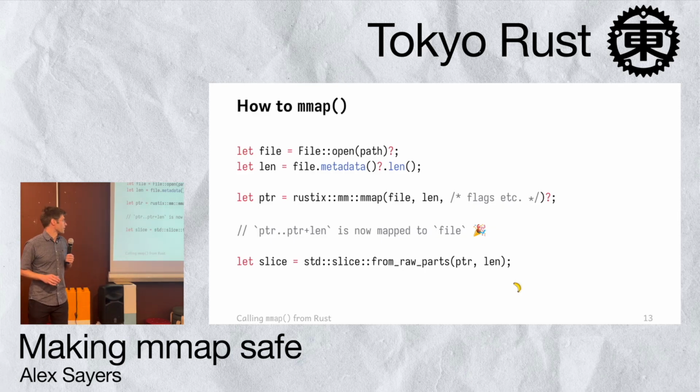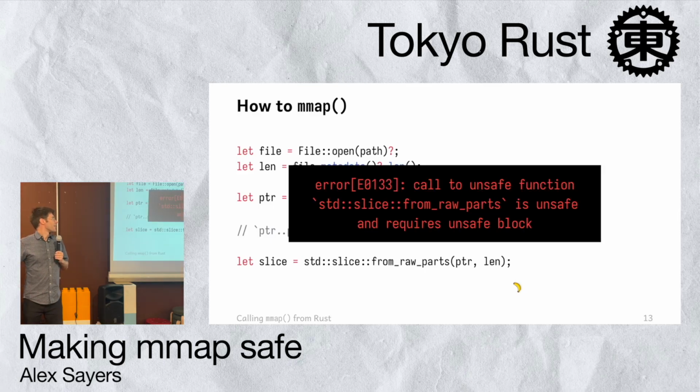Now, we don't want a pointer, we want a slice. So we call slice from raw parts with pointer and length. And there we go, we're done. But slice from raw parts is an unsafe function. What does that mean? So all functions have preconditions that you have to satisfy in order to call them safely. Like, for example, a function assumes that its arguments are laid out a certain way in memory. And that's what the type signature is for.